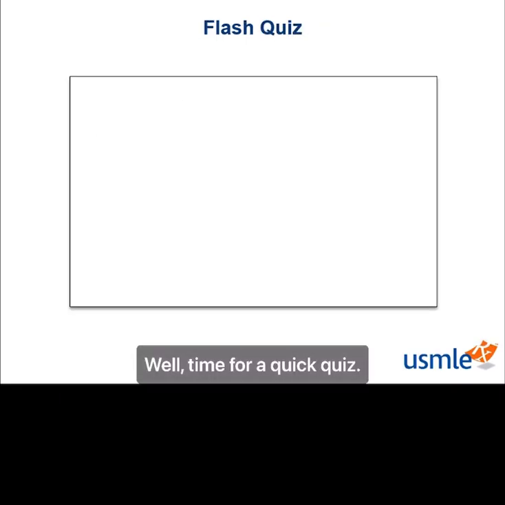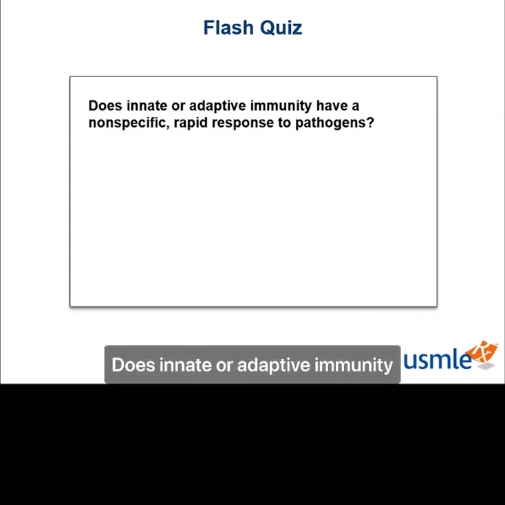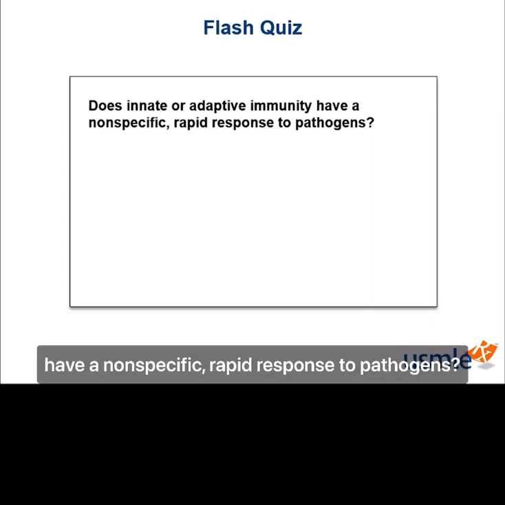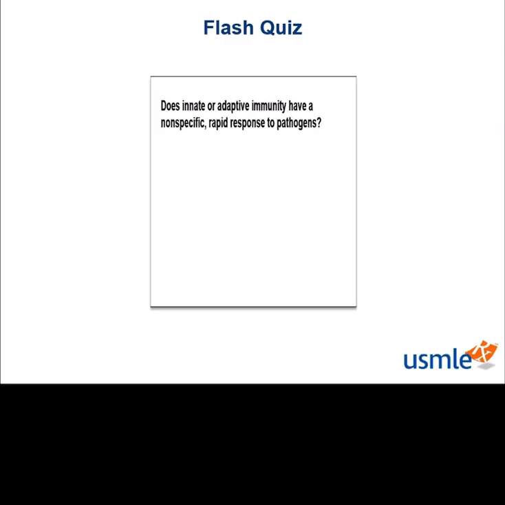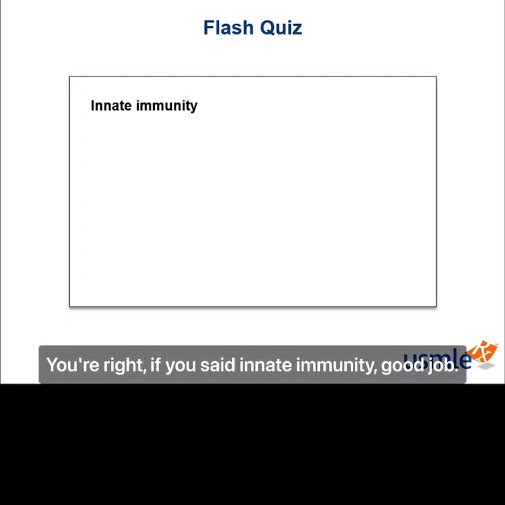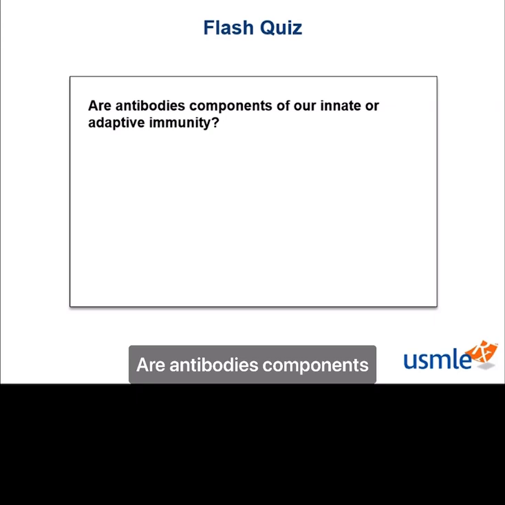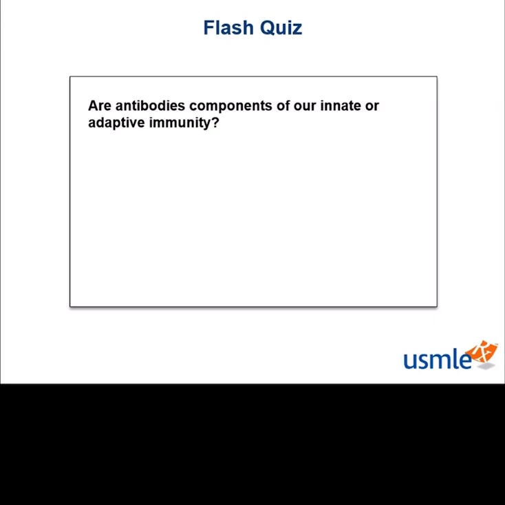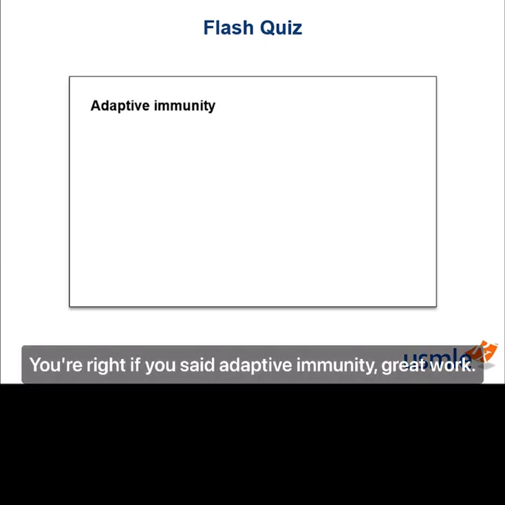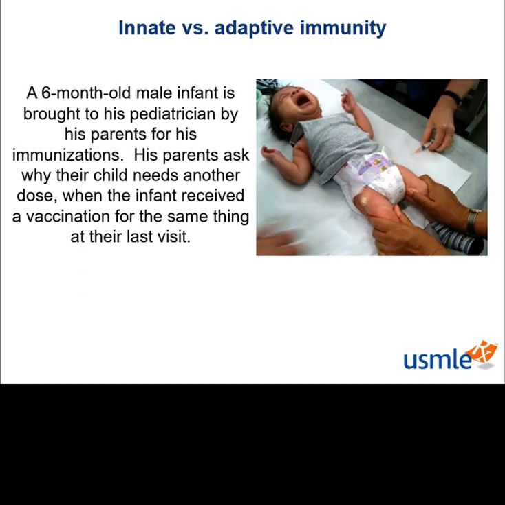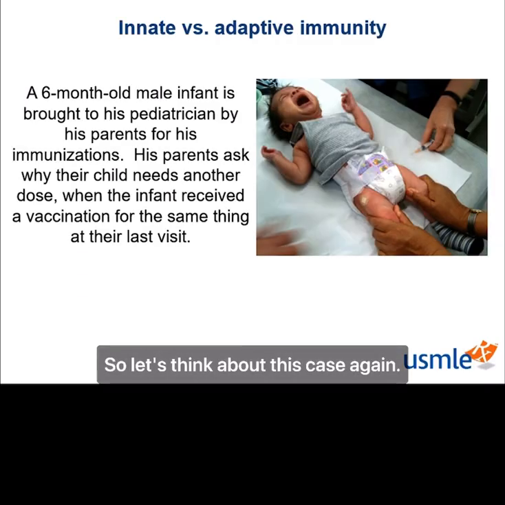Well, time for a quick quiz. Does innate or adaptive immunity have a non-specific, rapid response to pathogens? You're right if you said innate immunity. Good job. How about one more? Are antibodies components of our innate or adaptive immunity? You're right if you said adaptive immunity. Great work. So let's think about this case again.